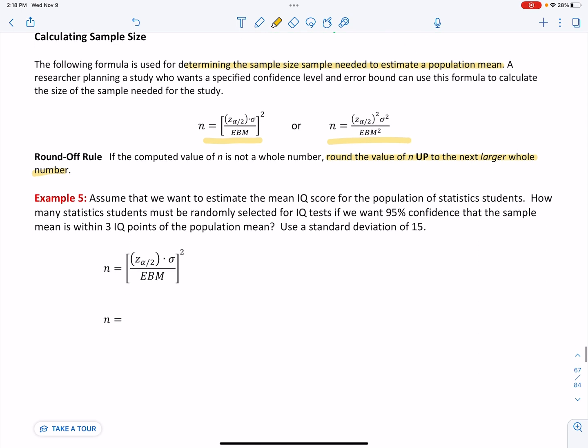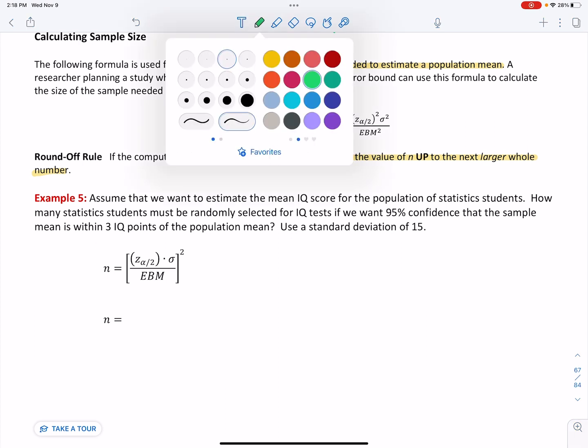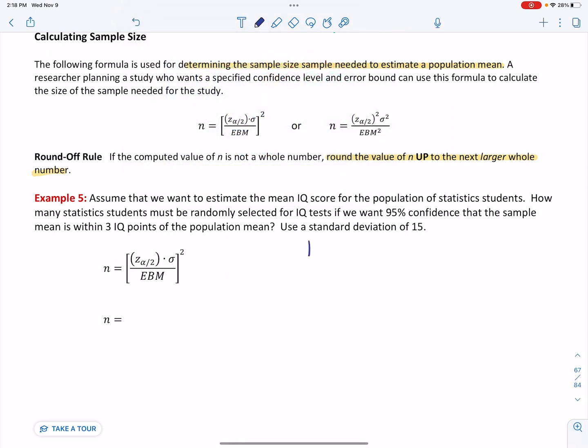So assume we want to estimate the mean IQ score for the population of statistics students. How many students must be selected? So right there, that sounds like I need to find n. If we want 95% confidence, so my confidence level is 0.95, that the sample is within 3 IQ points, so my EBM is 3, of the population mean. Use a standard deviation, and that's a population deviation, of 15.